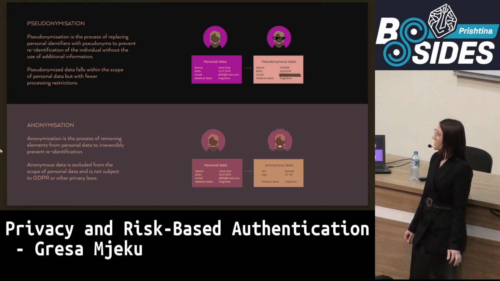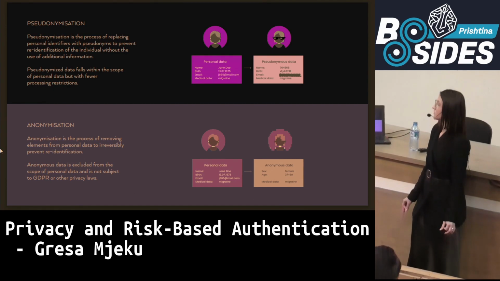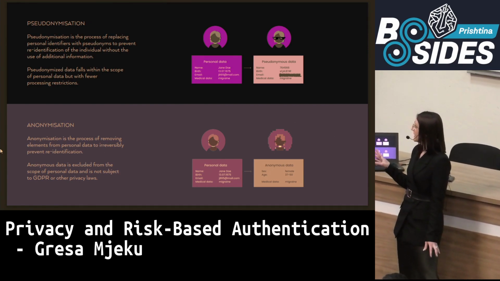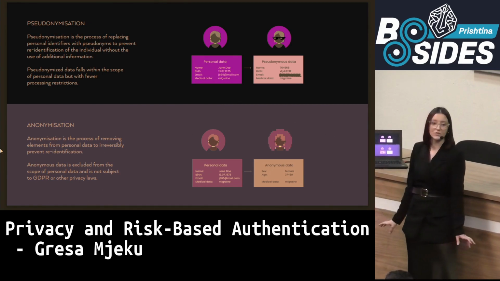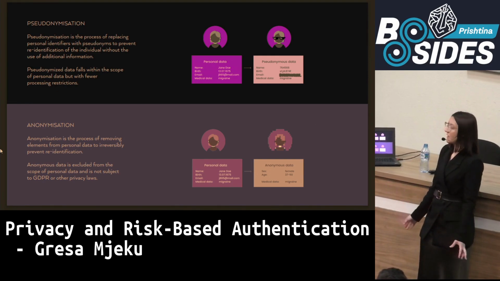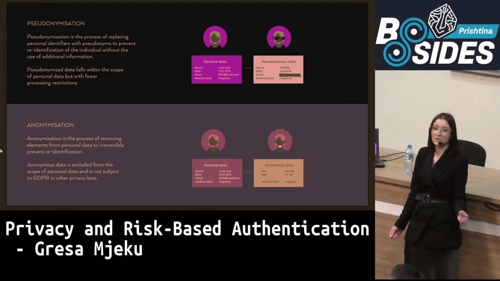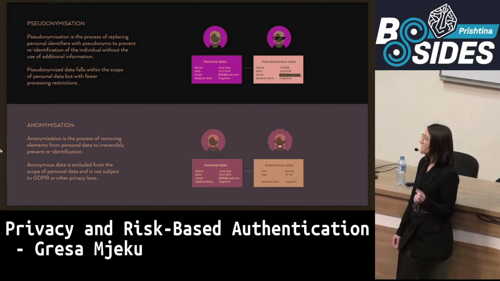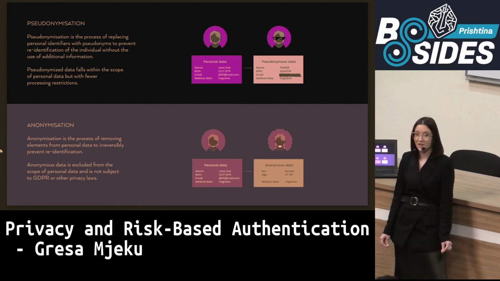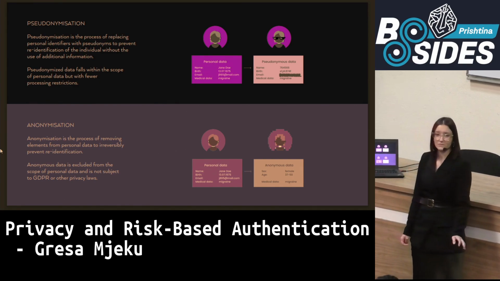Pseudonymization is the process of replacing personal identifiers with a pseudonym. As you can see from the picture, we are replacing the name with a bunch of numbers. But we cannot re-identify the individuals if we don't have the key. That is why pseudonymized data falls within the scope of personal data. However, fewer processing restrictions apply.